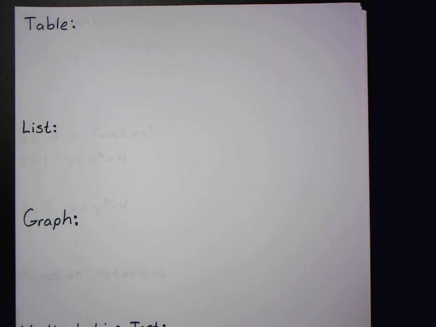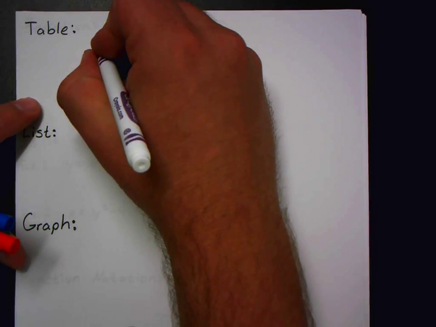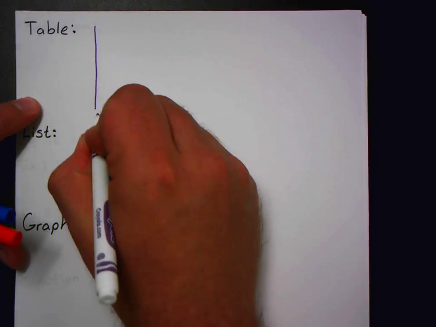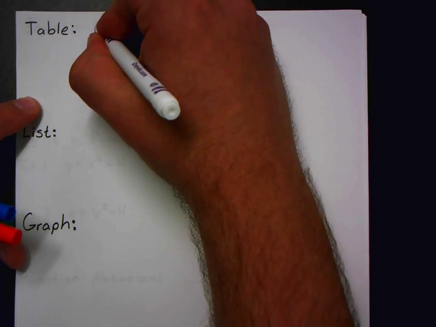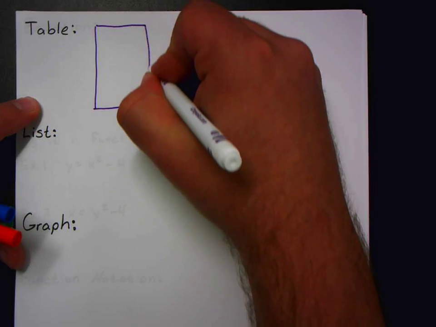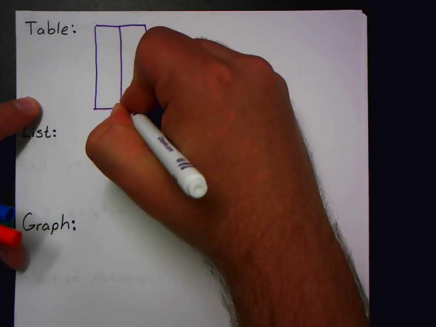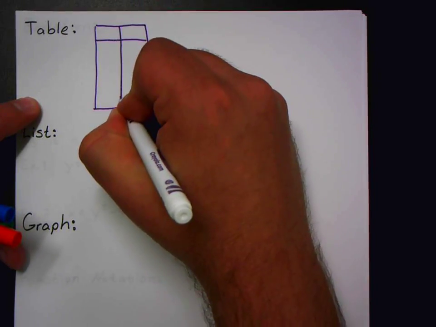Alright, so after we did mapping, the next representation would be a table. A table is pretty much the same thing, just without all the little lines. A table has its place. Usually, whenever we start teaching with graphing, we always start off with a table.